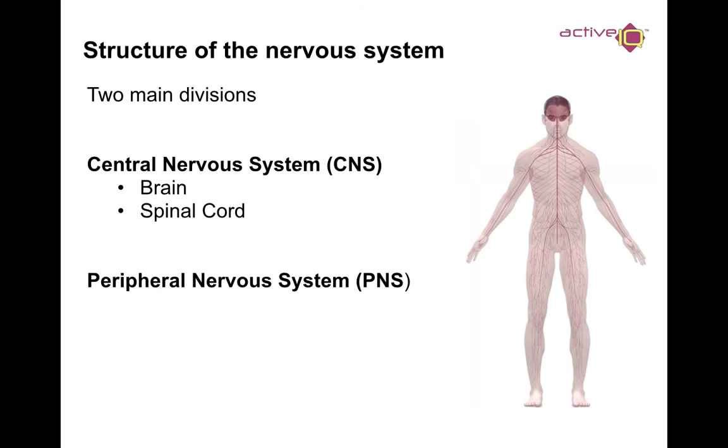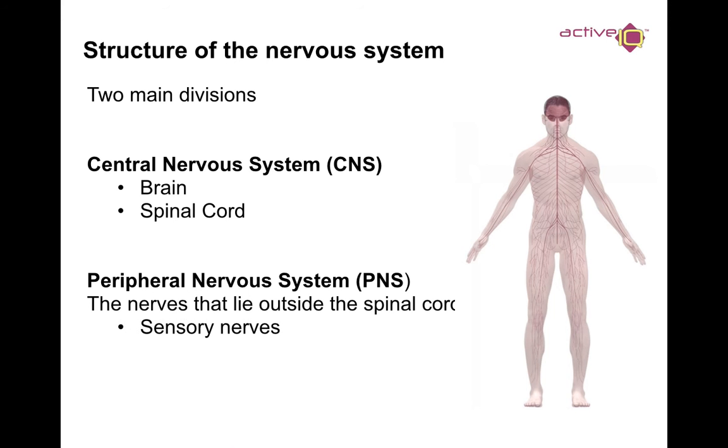And then we've got the peripheral nervous system, or the PNS. Peripheral just means the outer, basically. So anything outside the brain or the spinal cord. The peripheral nervous system is made up primarily of the nerves that lie outside, as I've just said, the spinal cord. They detect our senses.